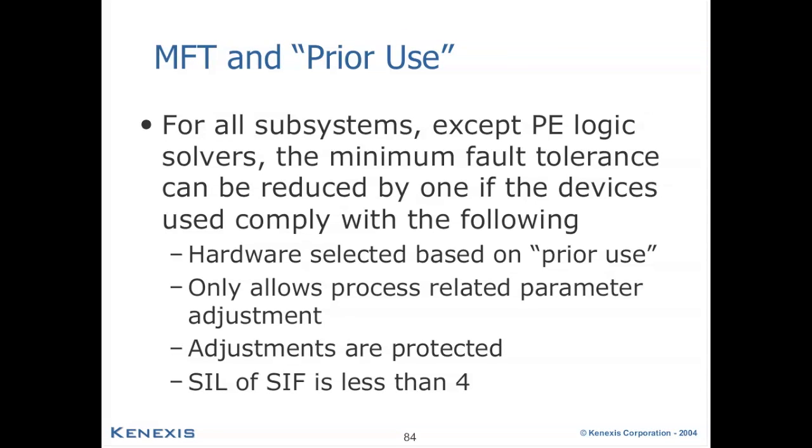To develop more concepts with respect to minimum fault tolerance, there also exists a means of lowering the minimum fault tolerance through the use of defining the equipment as demonstrated as being in good prior use. For all subsystems except for programmable electronic logic solvers, you can reduce the minimum fault tolerance by 1 if the devices used comply with all the following: that the hardware selected is based on prior use, that the device only allows process-related parameter adjustments, that the adjustments are reasonably protected, and that within your particular application, the required SIL is less than 4.